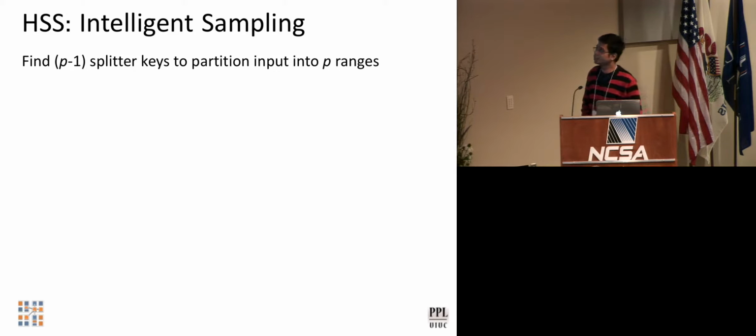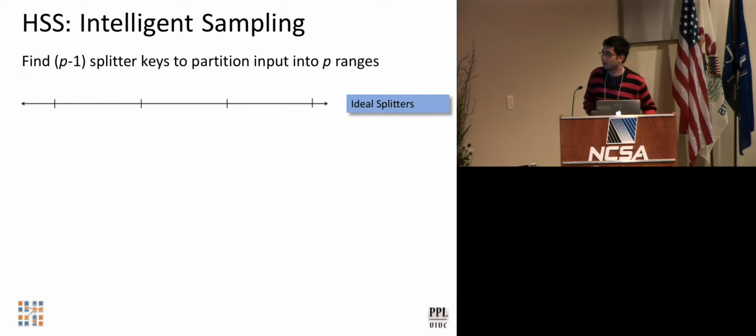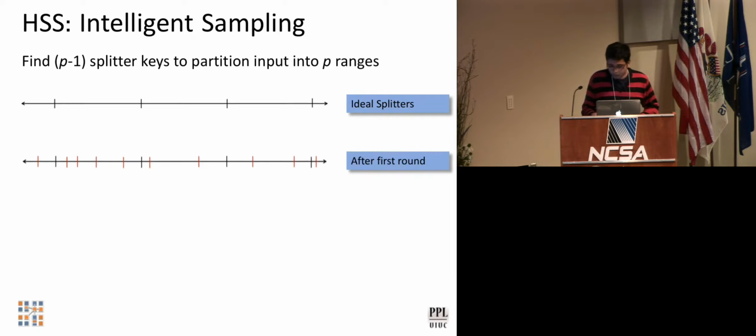So I'll describe the intelligent sampling technique in HSS, and to remind you, the high level goal is to pick p-1 splitter keys to partition the input into p ranges. So ideally we want our splitters to be evenly spaced so that all processes are perfectly load balanced after the sorting algorithm. So the splitters are spaced n over p from each other ideally.